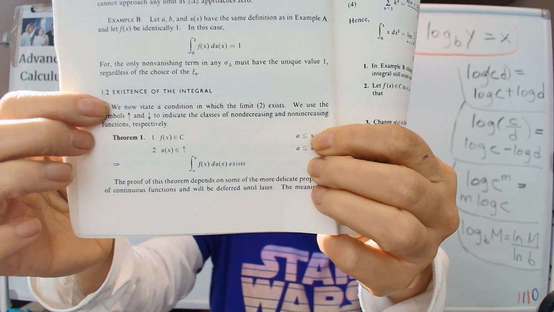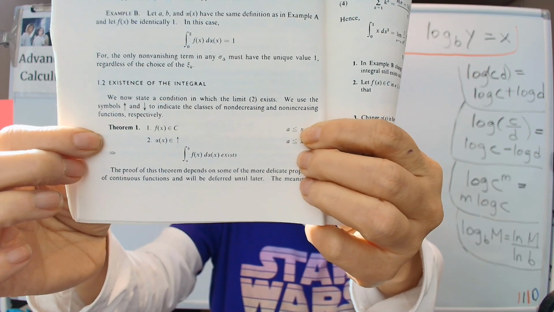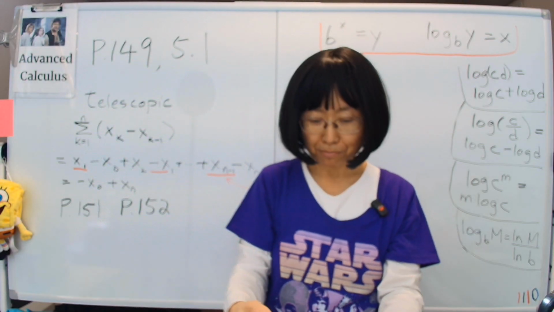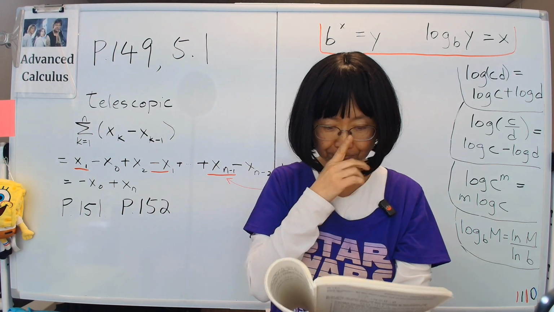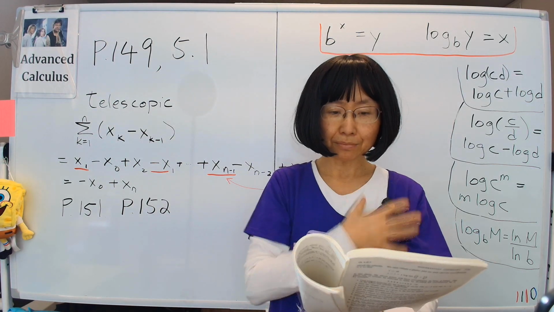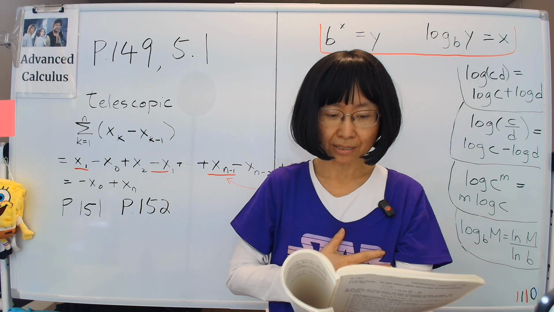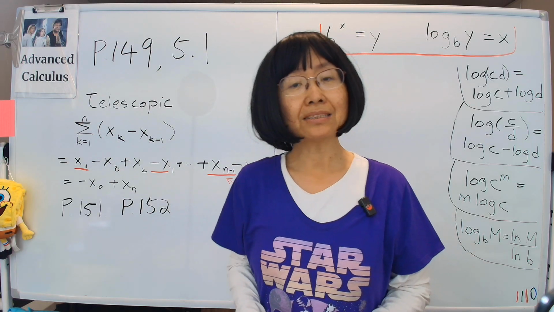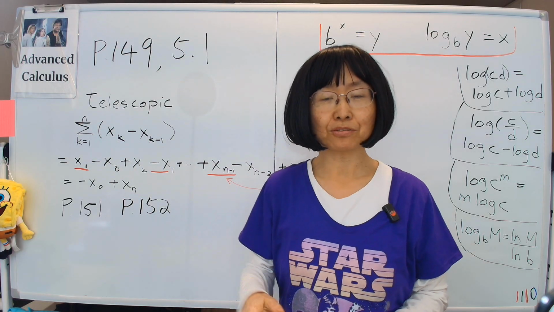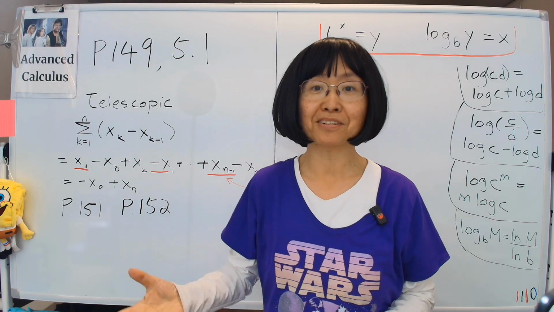So then let's move down to theorem 1. Okay, so theorem 1 says the condition where the limit exists. So now let's find a theorem to make sure that our Stieltjes integral actually exists.